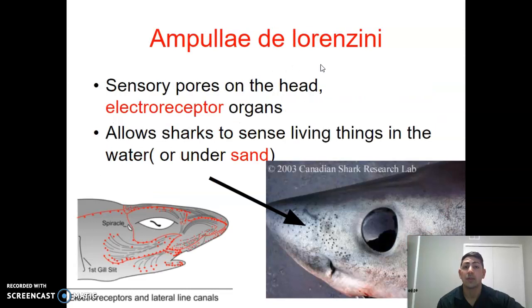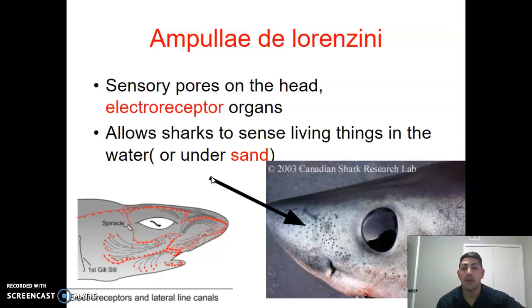Next is ampullae de Lorenzini. These are sensory pores on the head. They are electroreceptor organs. Electroreception is basically being able to detect electrical signals. The electrical signals are found in the muscle spasms of other sharks, of other prey that it's after.